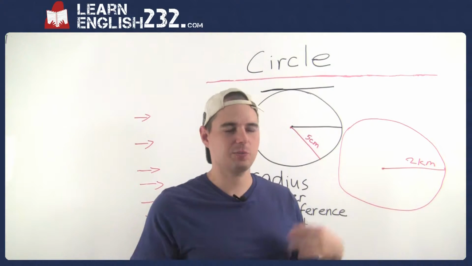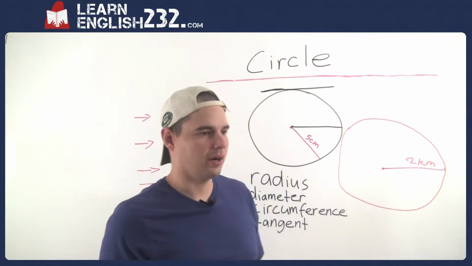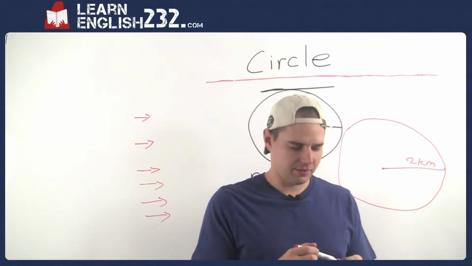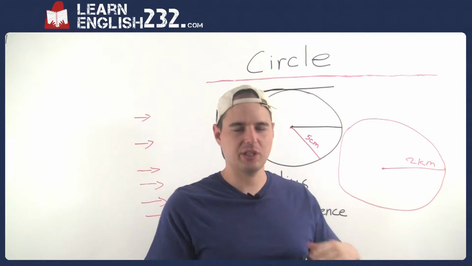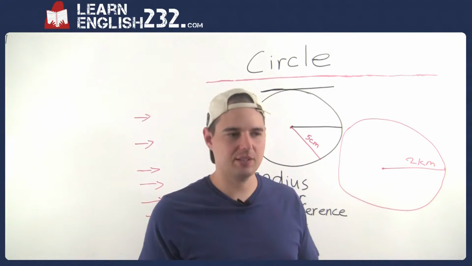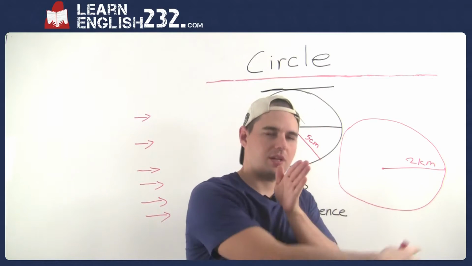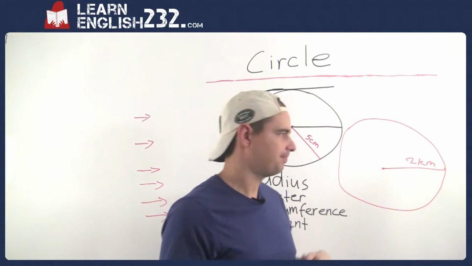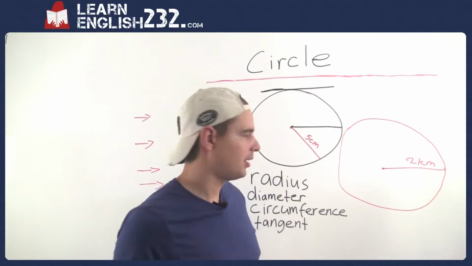So if you hear a sentence like, police are looking for someone in a 2-kilometer radius, or there was some bomb that went off, some explosion, and it hurt people in a 50-meter radius, it's just from that center spot to the outside of that distance. That's what they're talking about. Anytime you hear a radius, that's what they're talking about.